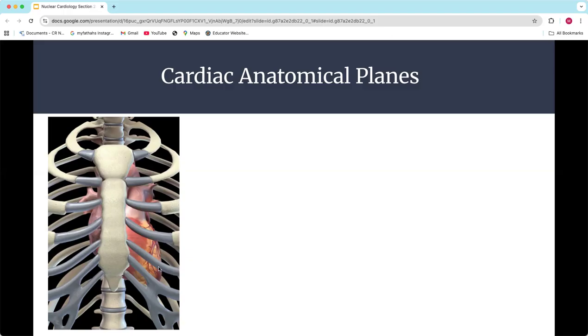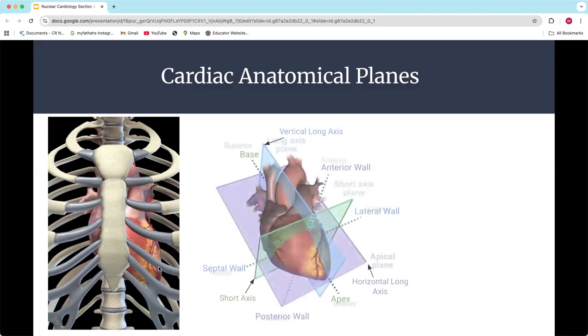Okay, and so because of that, the heart is kind of given its own anatomical planes. And when we look at images, we refer to the heart in these anatomical planes, not in the normal anatomical planes. It's very similar to how you have sagittal and coronal. We're going to slice the heart in different directions, and that's going to be our anatomical planes.